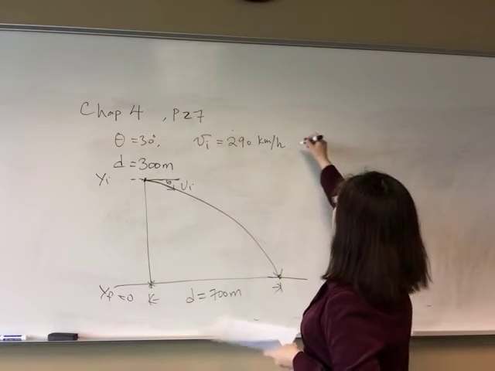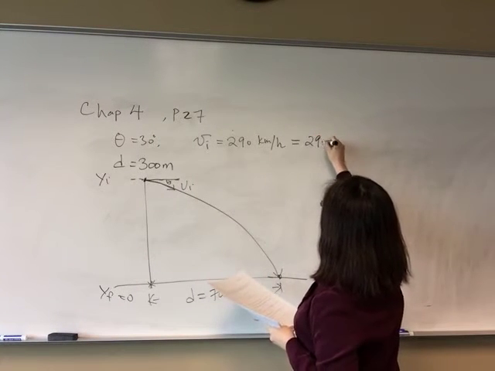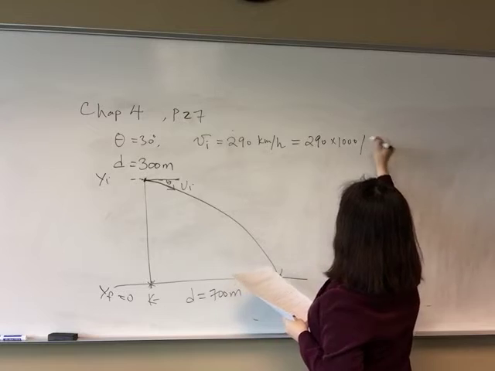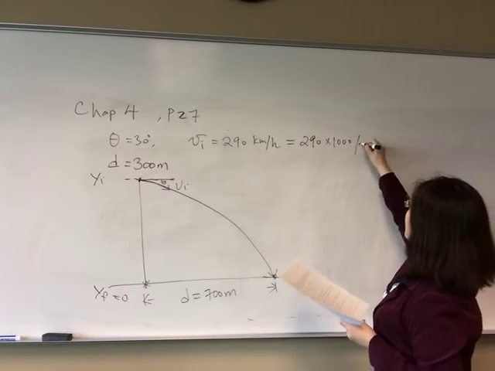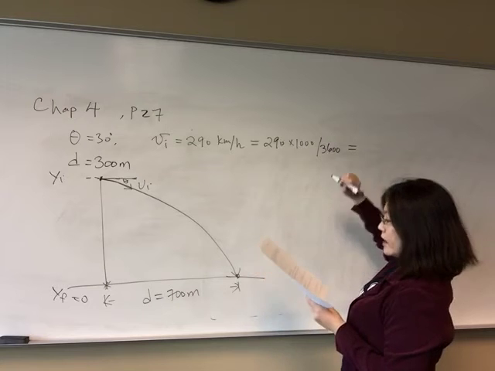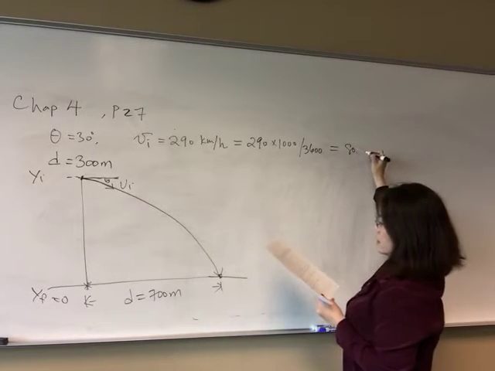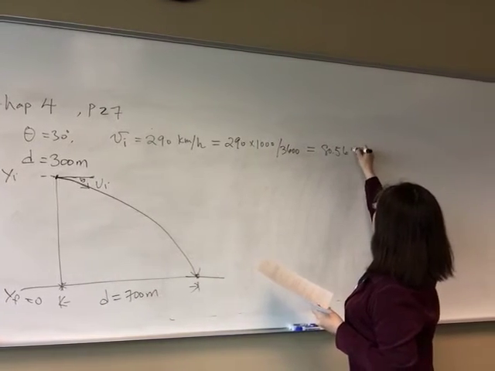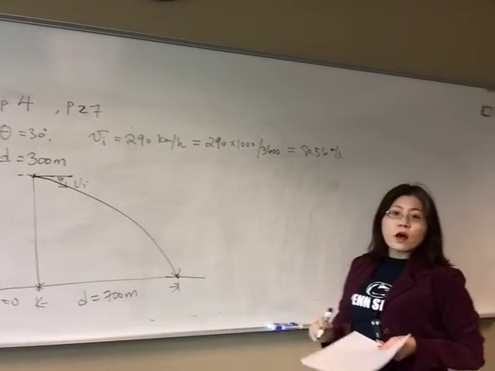So let's do that. You have 290 times 1,000, that becomes meters, and then divided by 3,600 seconds. So what you should have is 80.56 meters per second. That's your initial velocity.